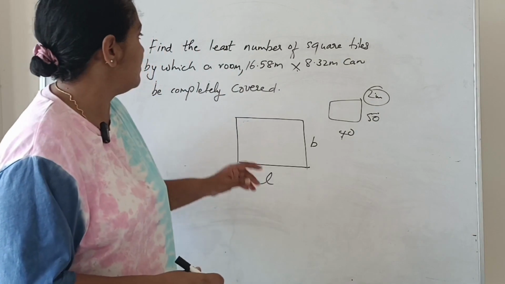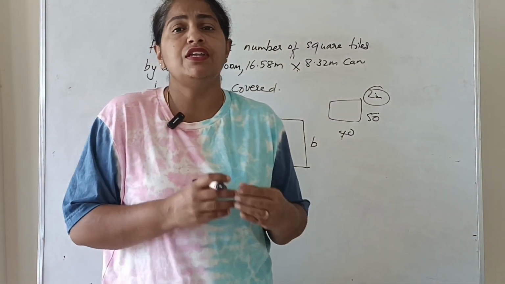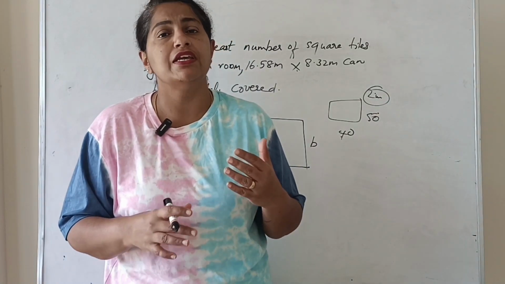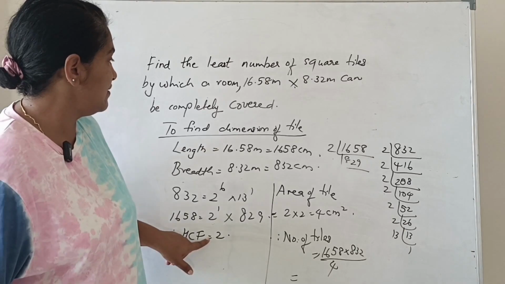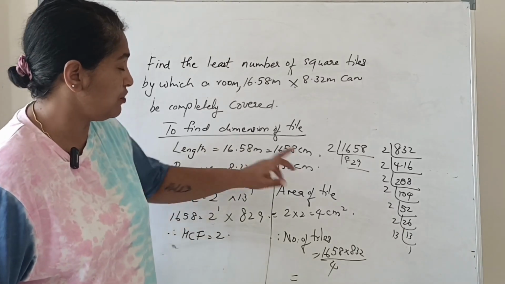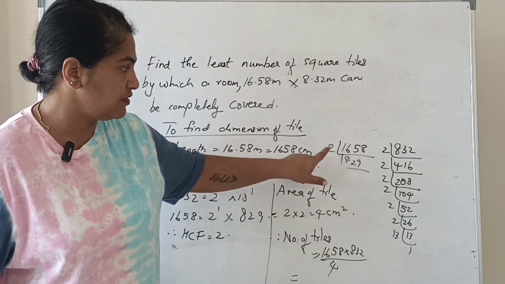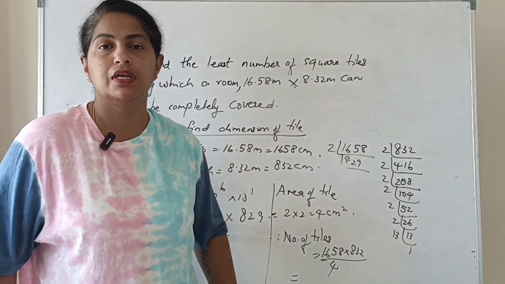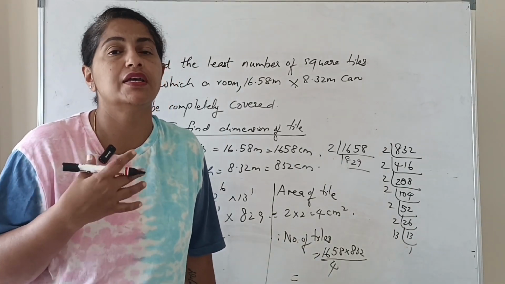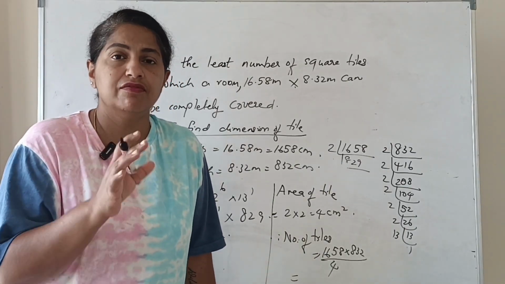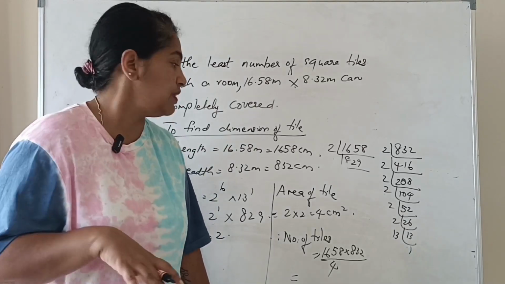So in order to find the HCF of 16.58 meters and 8.32 meters, we convert it into a very convenient form, which is making it into centimeters. So here I have found out the HCF of 832 and 1658. See, when I am dividing 1658 by 2, I am getting 829, and unfortunately it is a big number, but then again it is a prime number, so I had to check by dividing with 13, 17 and so on. Finally, I came to the conclusion that it's a prime number.